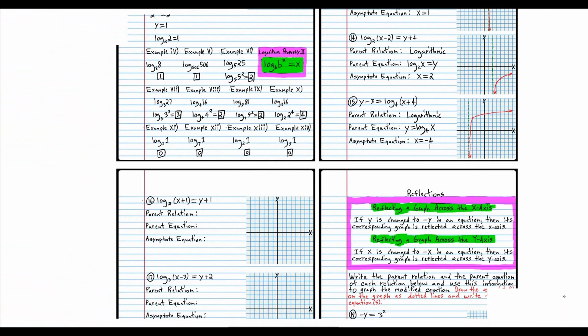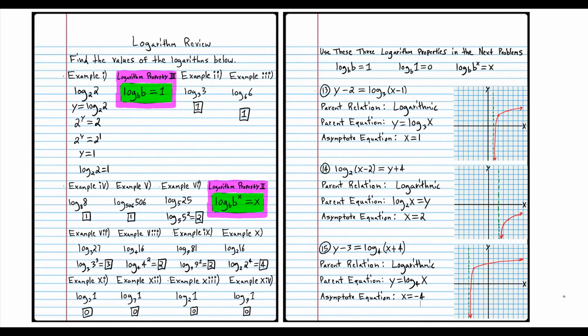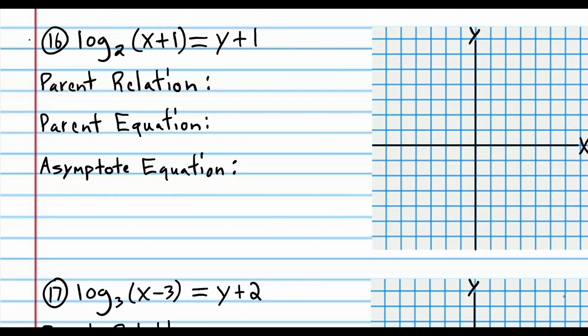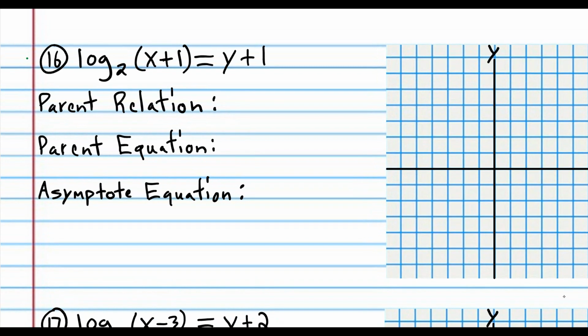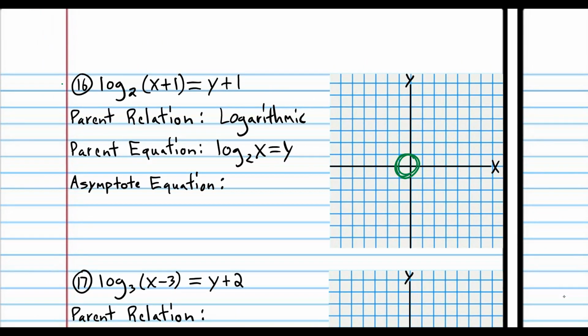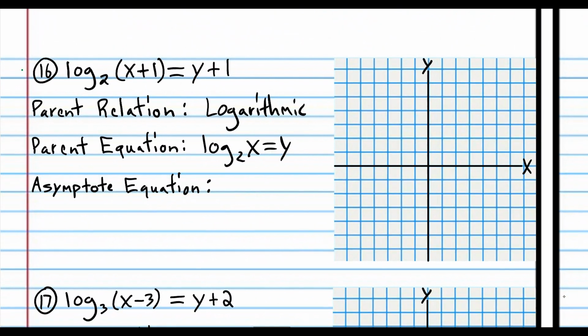Okay, so now time for you to try. You can take a picture of these, number 13 through 15 if you'd like, and try number 16. What is the parent relation? Obviously that is going to be the logarithmic parent relation. And what is the parent equation? If you said log base 2 of x is equal to y, good job. And remember, you're going to start at the origin, as usual, and use this equation to figure out where you move. And go ahead and try 16. When you come back, we'll do it together.